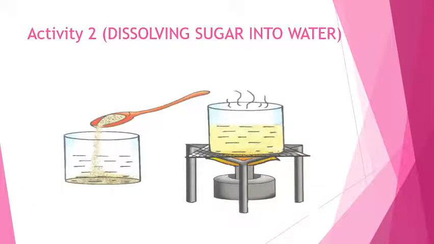Next is activity 2, dissolving sugar into water. Take a spoonful of sugar and dissolve it in a beaker containing water. Observe what happens. You will get a mixture of sugar and water. Now heat the mixture and observe what happens. You will observe that slowly the water evaporates and sugar is left at the bottom.